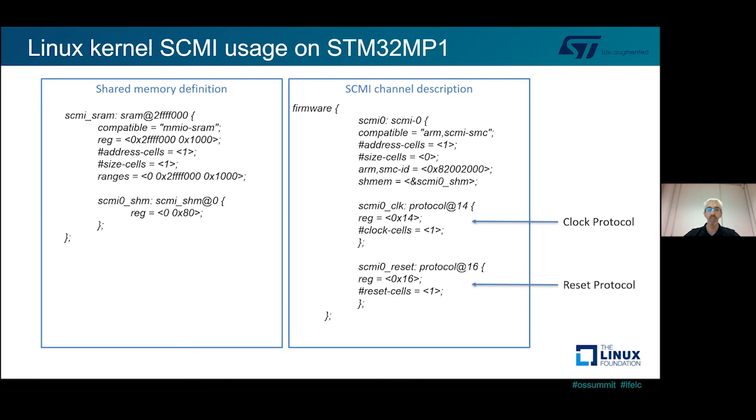So we have another firmware node specific to the STMI, the STMI 0, where we will find the compatible specific to the STMI SMC transport, with a given ID which corresponds to the SMC transport ID. The shared memory is referenced here and used by your channel description. You can see that this channel describes the two different protocols that the channel is able to handle. The channel will here transport the STMI clock protocol, with the ID 14, and a reset protocol with the ID 16. So here is a simple description of a single channel in the Linux kernel.